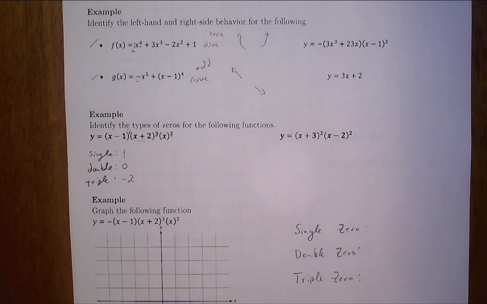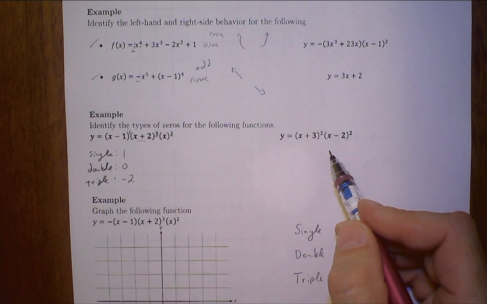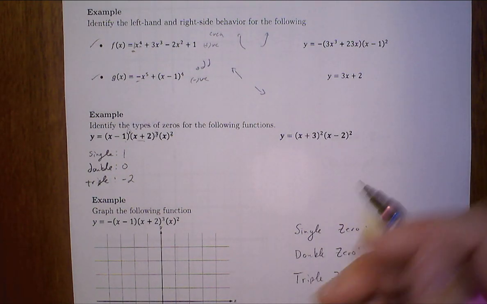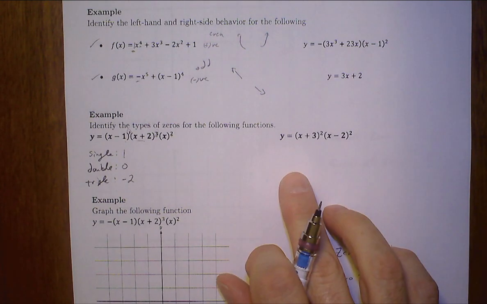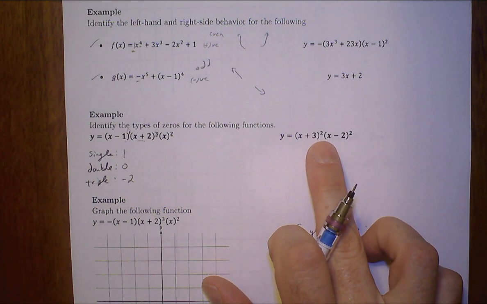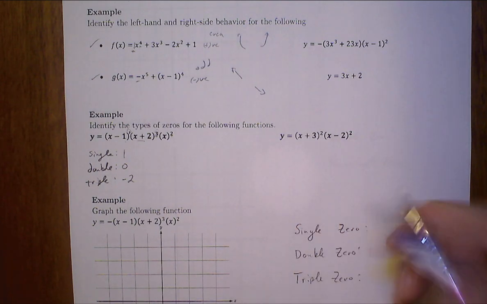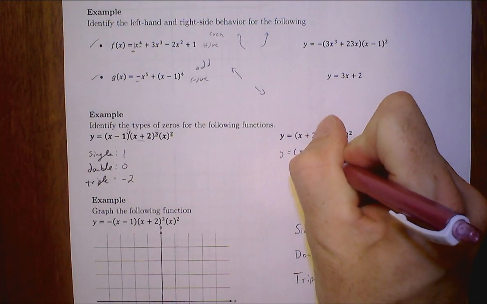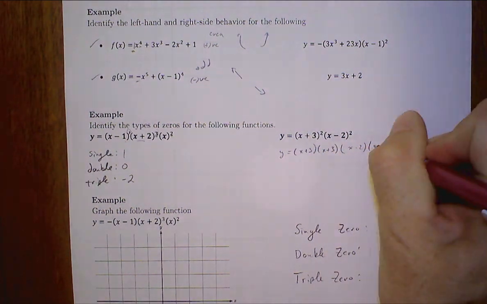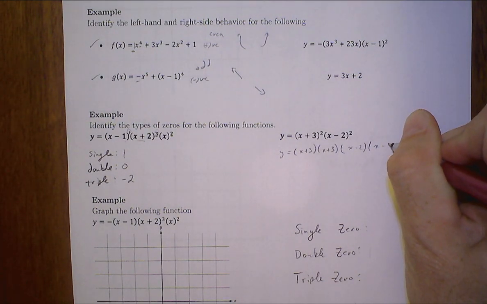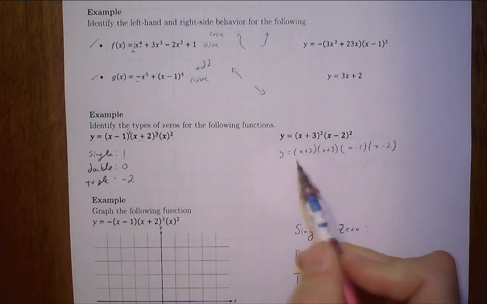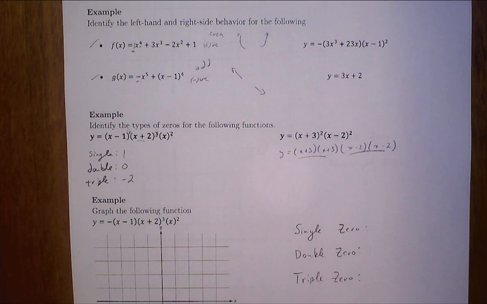Let's move on. Next example. We're going to identify the types of zeros. Now here, what we may choose to do or may not do is look to the exponents. What I see in the exponents is exponent 2, exponent 2. So why do we call it a double zero? Simply because if you were to expand it, you would have a double factor of x plus 2. Now that often makes sense, right? So we'll get a double zero there and a double zero there.